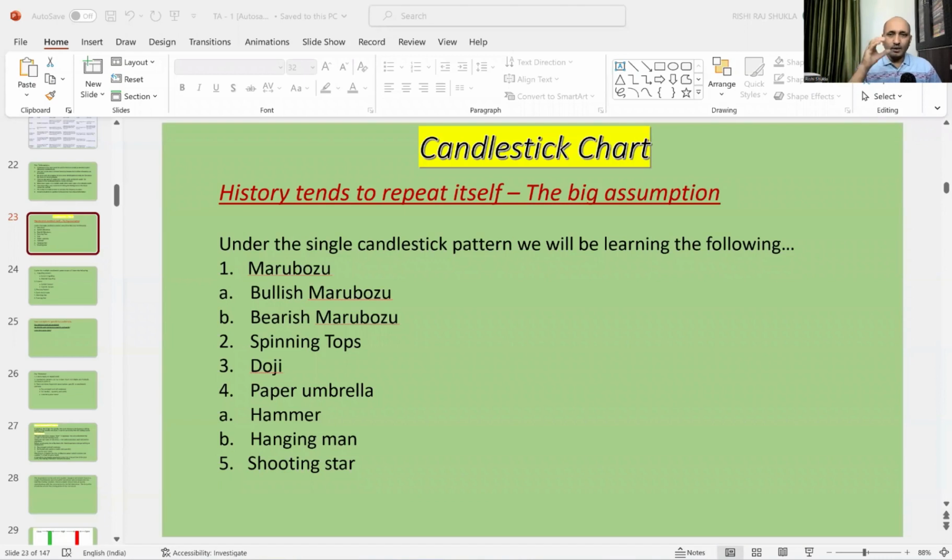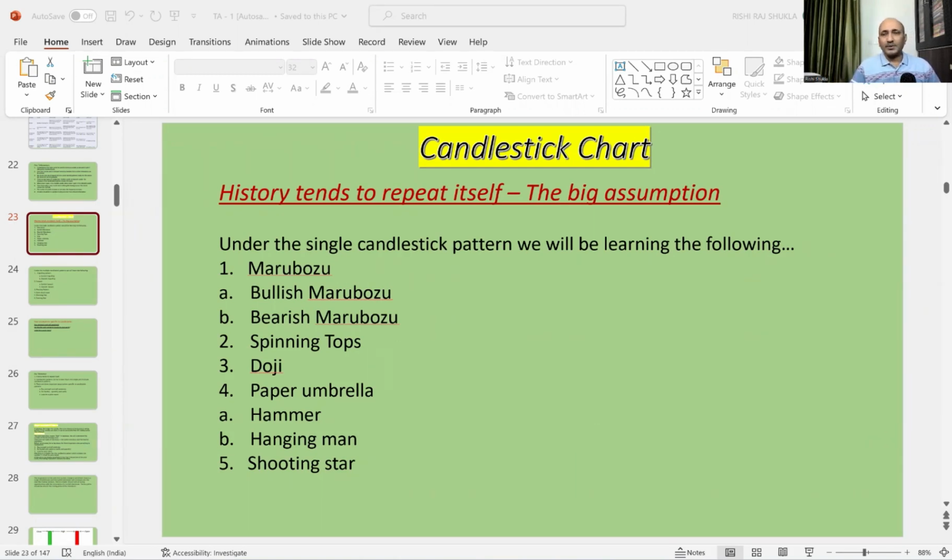Some candlesticks in themselves have so much power that they can reverse the momentum, and those are single candlesticks. So under the single candlestick patterns, we will be learning the following. First will be Marubozu. From a downtrend, when this Marubozu occurs, an uptrend is possible, and that is why it is known as bullish Marubozu. Just the opposite, after an uptrend, when a bearish Marubozu appears, then a downturn is possible. We will discuss in detail in the next session.